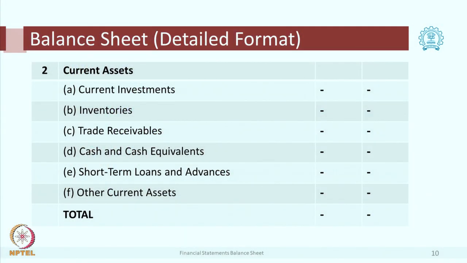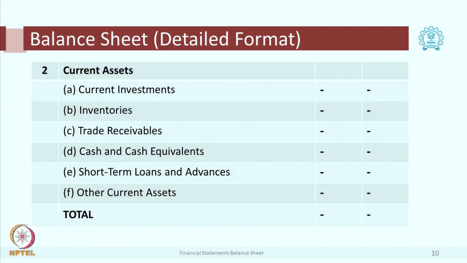Now E, that is short term loans and advances. We have just discussed loans and advances, I hope you remember. So these are the loans given by the entity. So humne kisi employee ko loan diya hai, dusre kisi company ko loan diya hai, aur kisko advance diya hai, all that is under the head loans and advances. So under that, if they are for less than 1 year, we will call it as short term loans and advances.